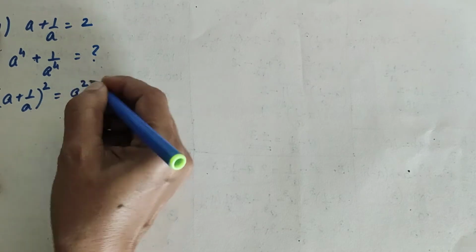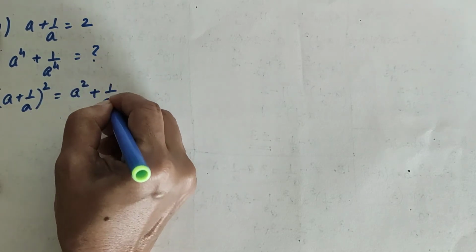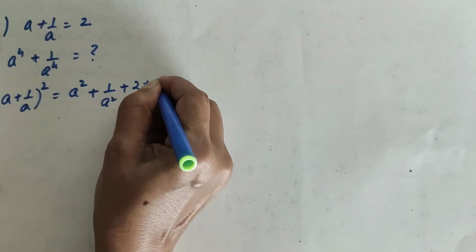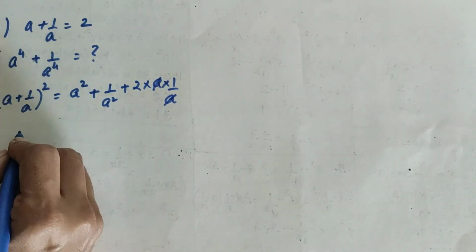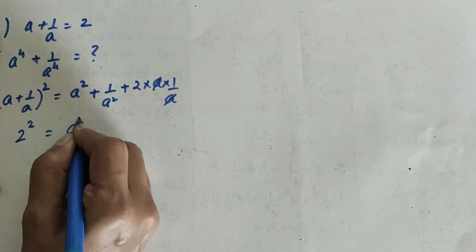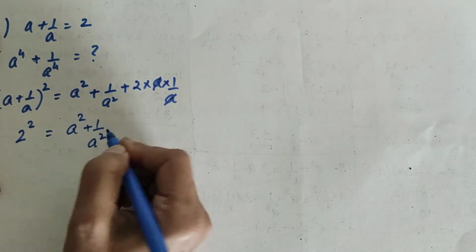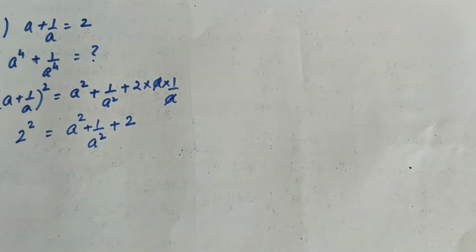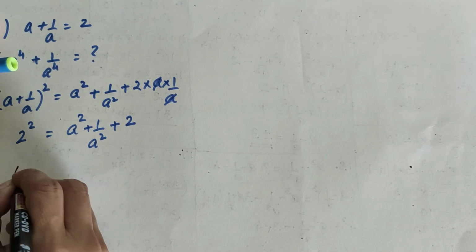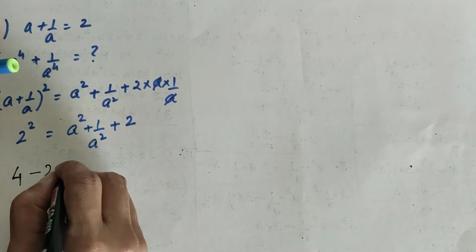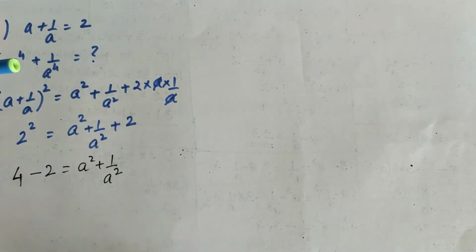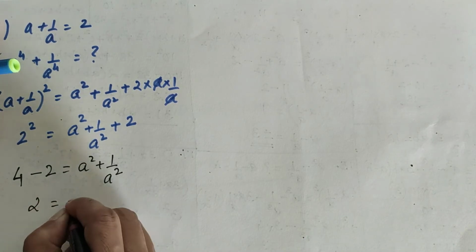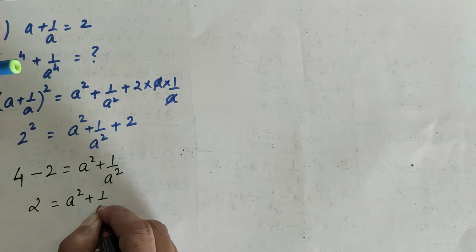So it is a square plus b square. B square is 1 upon a square plus 2ab. So 2 into your a, and b is 1 upon a. So these two get cancelled. A plus 1 upon a is 2. So 2 square is equal to a square plus 1 upon a square plus 2. So this is 4 minus 2 is equal to a square plus 1 upon a square. Therefore 2 is equal to a square plus 1 upon a square.